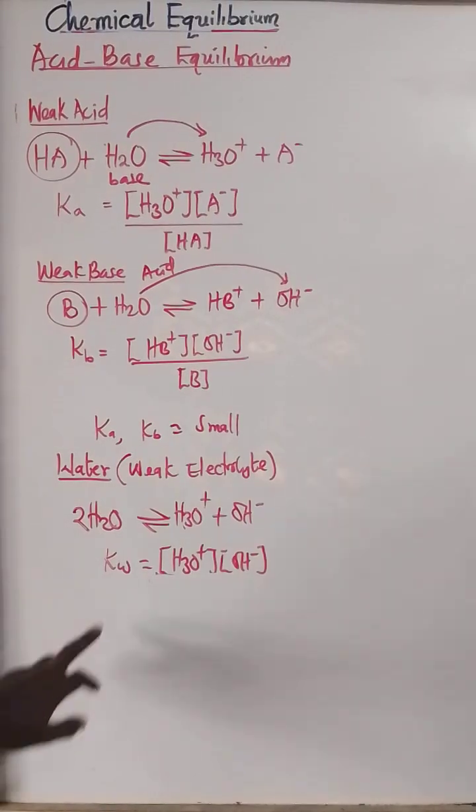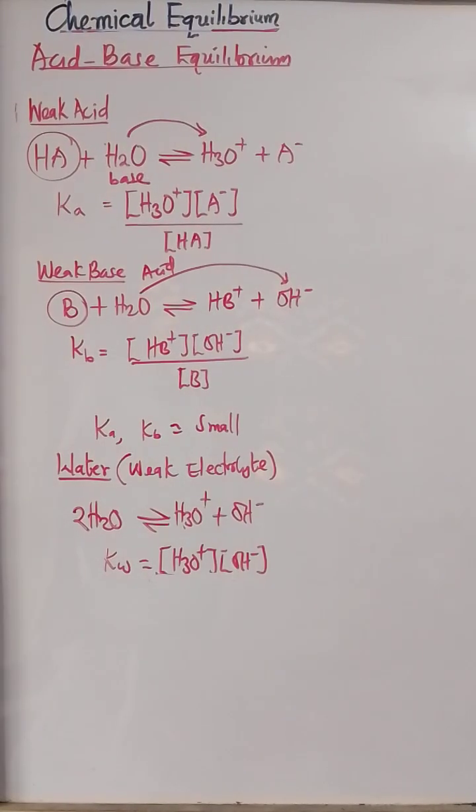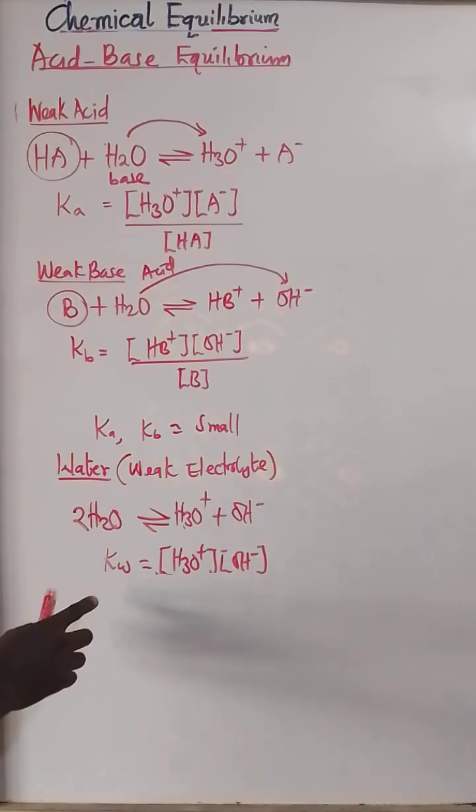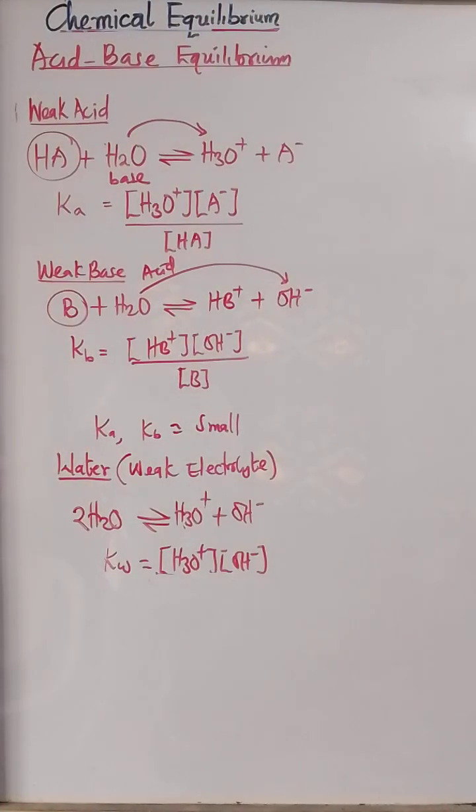And experimentally, Kw has been measured under certain conditions. Another name for the equilibrium constant of water is the ionic product of water. For pure water that doesn't contain any impurity at 25 degrees Celsius, the ionic product is 1 times 10 raised to the power minus 14 mole squared per dm cubed. Meaning, if you have 1 dm cube of pure water with no impurity at 25 degrees Celsius, the ionic product is 10 raised to the power minus 14.